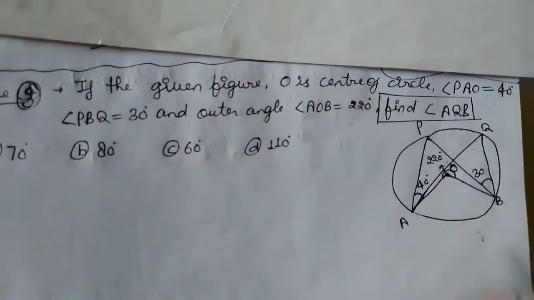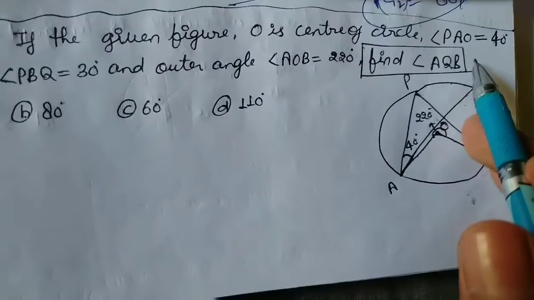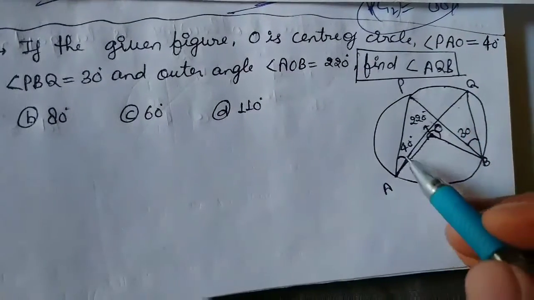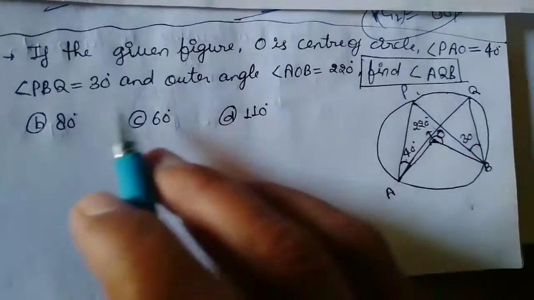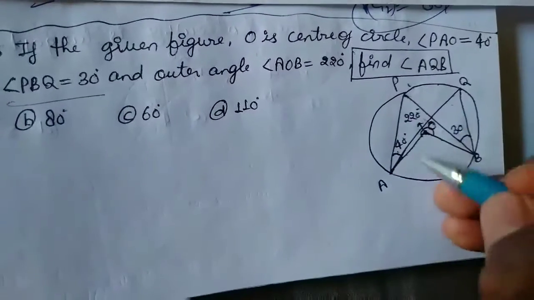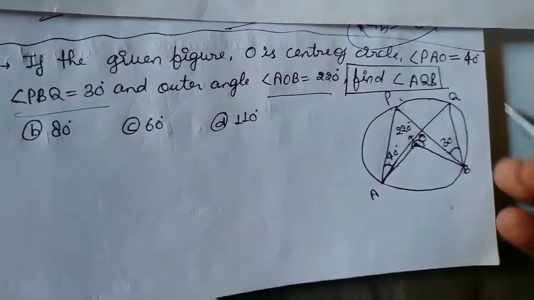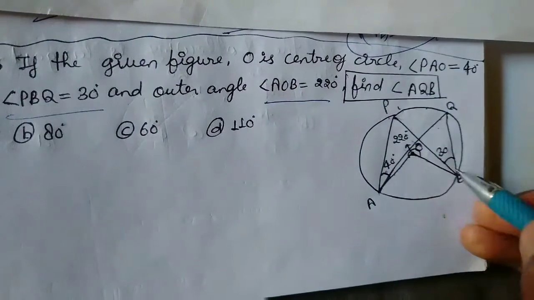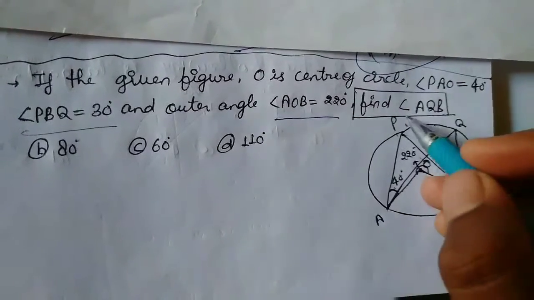The question is, in the given figure O is the center of the circle, angle PAO is 40 degrees, PBQ is 30 degrees, and AOB is 220 degrees. Now you have to find this angle AQB.